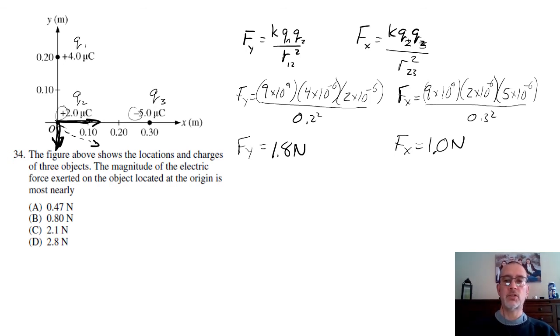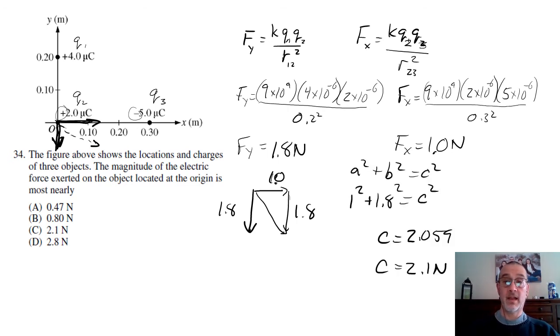So I've got a force in the y direction and I've got a force in the x direction. And so what I have is 1.8 newtons this way, and I've got 1.0 newtons this way. And therefore, if I want to find the combined force that way, what I can do is slide the 1.8 over to the right, and now I've got a squared plus b squared equals c squared. And so when we Pythagorize those together, 1 squared plus 1.8 squared square root gives me 2.059 or 2.1 newtons, which looks like answer C right here. That's funny because a squared, b squared, c squared, I had C equals, but yeah, so C over there.